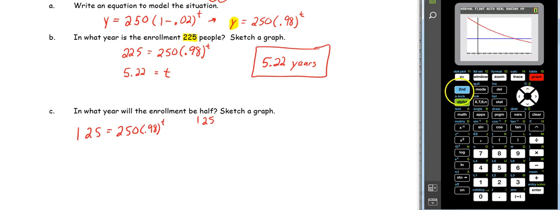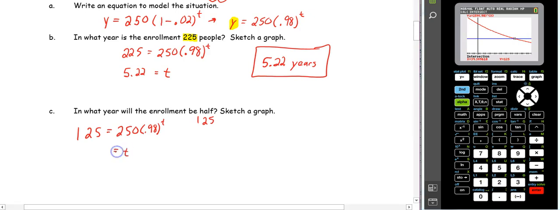The window is the same because it's the same type of problem, so we can just hit graph. And we see our intersection. So we're going to hit second trace 5, and we're going to hit enter 3 times. So we get that t is 34.31 when we round. So 34.31 years.